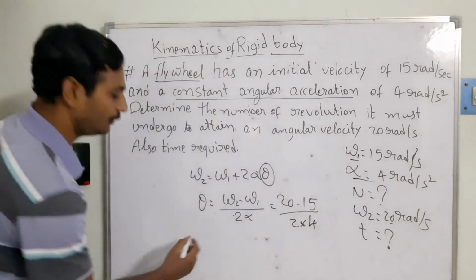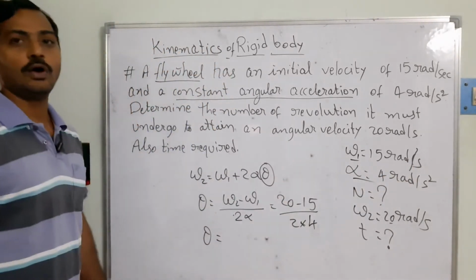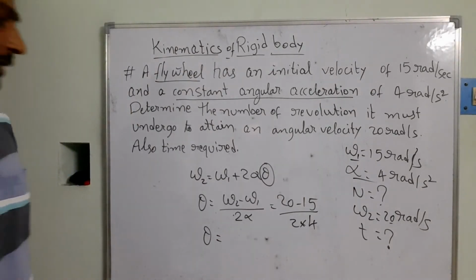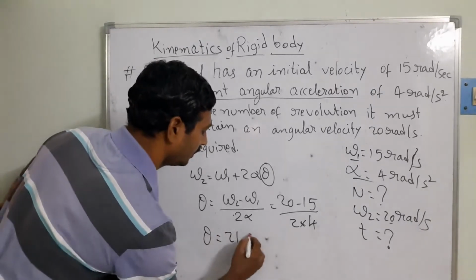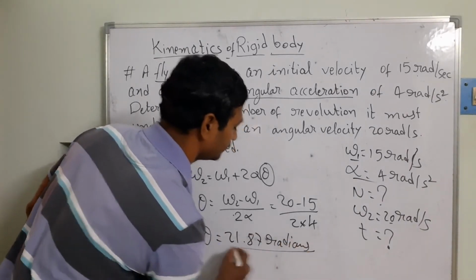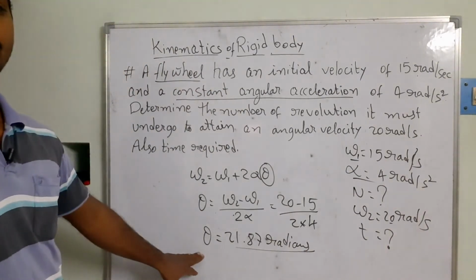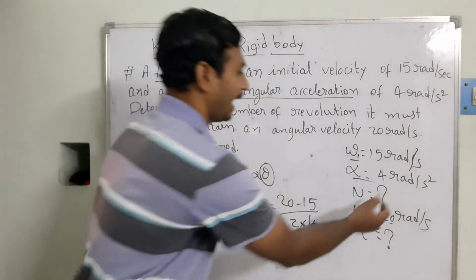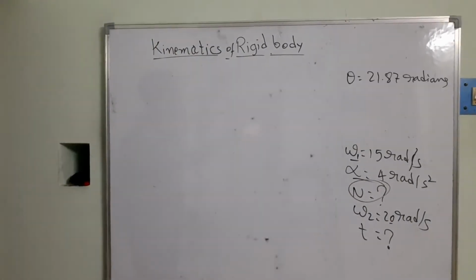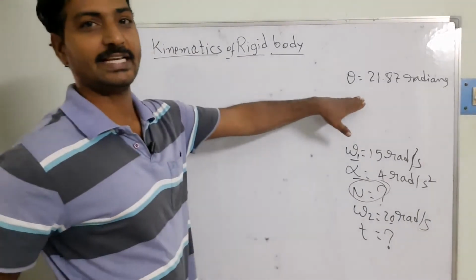Then what is the value of this theta? I got it around 21.87 radians. Right? Once we have received the theta, then we can calculate the n value by using that equation. Now we have received this theta value.